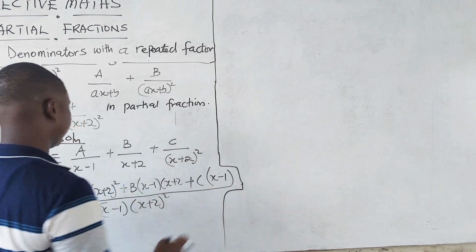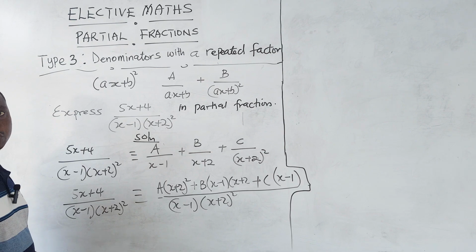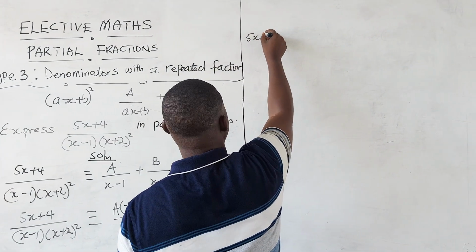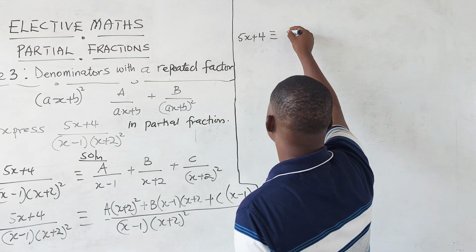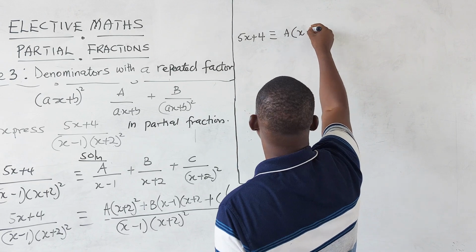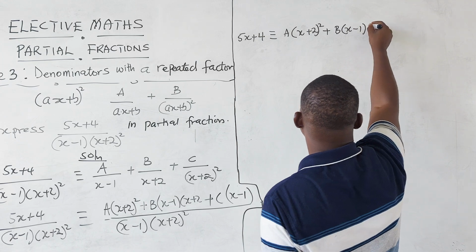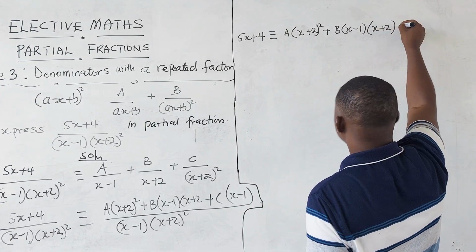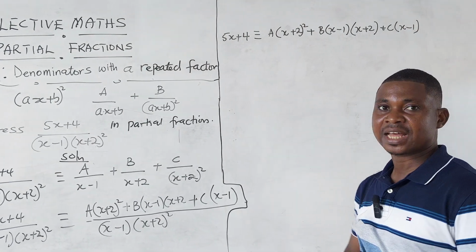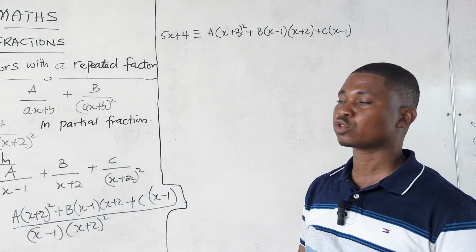So we have this. But as we've always been doing, realize that the denominators are the same, so they will go. So we are going to have 5x + 4, which is equivalent to A into bracket (x + 2) all squared, plus B into bracket (x - 1)(x + 2), plus C into bracket (x - 1). So having gotten that, we can use the cover-up method to also solve this.